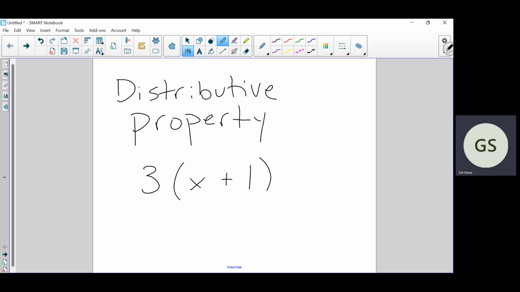So you have a number outside, well, actually it could be a variable theoretically outside the parentheses, very rarely is. But you have a number or a term outside of parentheses next to the parentheses, which is a key point. And then you have some kind of quantity inside the parentheses. It could be all numbers really, but normally there's going to be a variable.